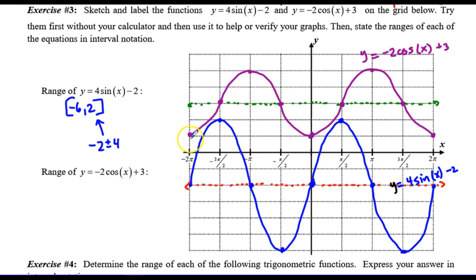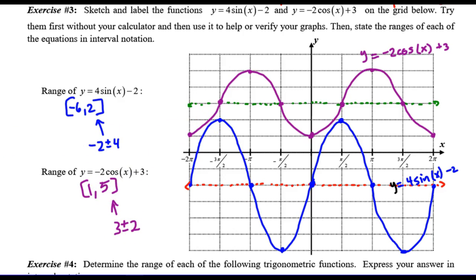Okay, so hopefully you figured out the range. It starts out at 1 and it goes all the way up as far as 5. It goes between 1 and 5. Square brackets because it's including those values. Also, we could have gotten this from starting with 3, our midline, and doing plus or minus 2. Okay, so 3 minus 2 is 1. 3 plus 2 is 5.